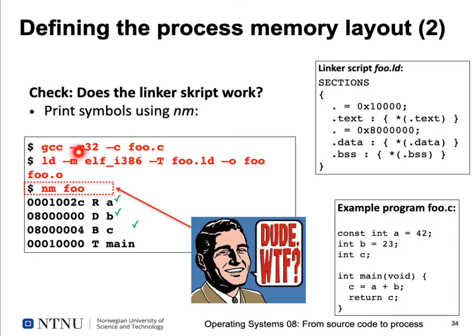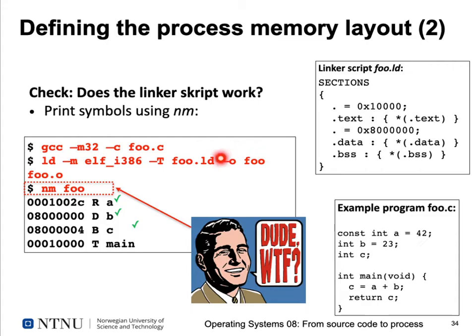Using this GCC invocation, we tell our compiler we want 32-bit code. We want it to compile only down to an object file, so not do the linking. And so we get foo.o as a result, and now we can link foo.o manually by executing our linker ld, telling the linker we want a 32-bit Intel ELF binary. And we also tell our linker to use our linker script using the dash capital T option. This is the linker script we've just seen before.